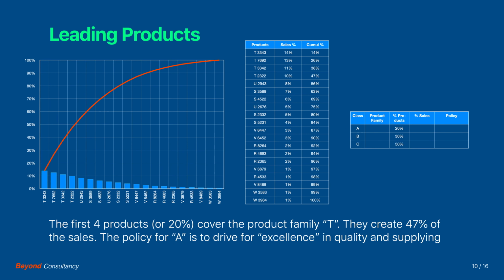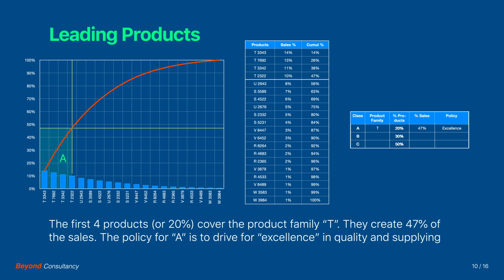We start at the top of the list with the products leading with the highest sales. The first 4 products, or 20% of the total, belong to the same product family T. They can form the class A. This class creates nearly half the sales target, or 47% to be precise. As such, these 4 products have a major impact on the total.